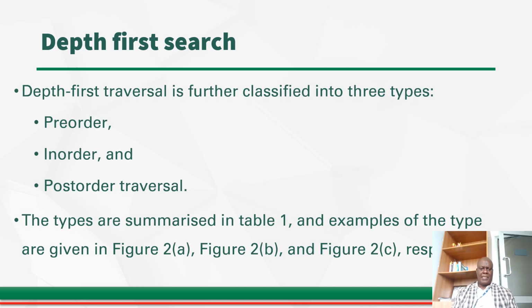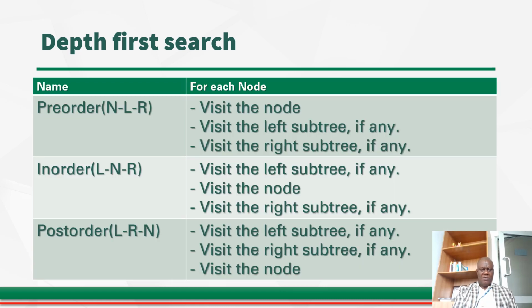Depth first search traversal is further classified into three types, which you may have been used to: pre-order, in-order, and post-order traversal. The types are summarized in Table 1. An example of each type is given in Figure 2A, 2B, and 2C, respectively. So this is pre-order: node, left, right; in-order: left, node, right; post-order: left, right, node.